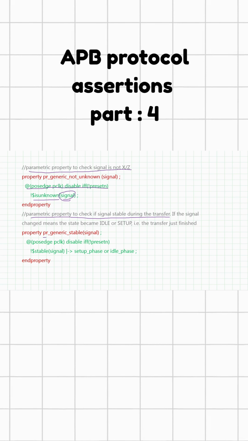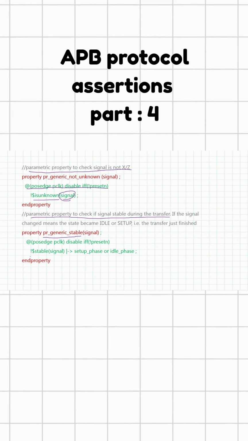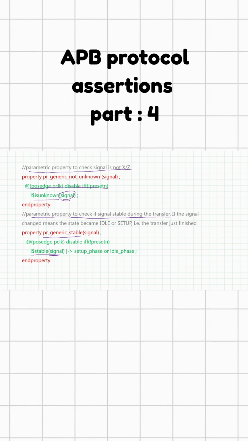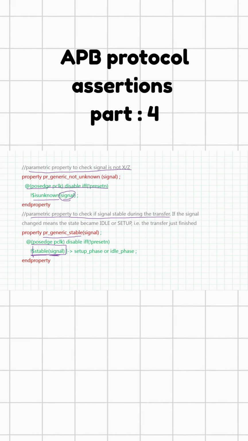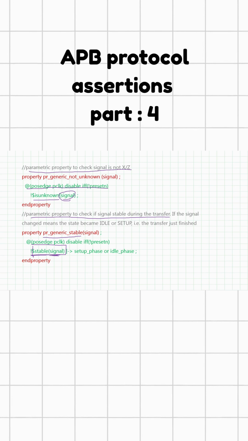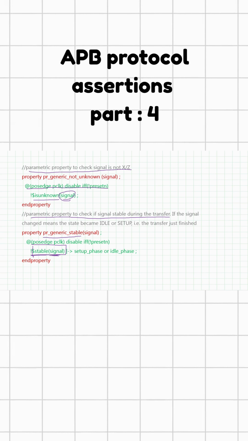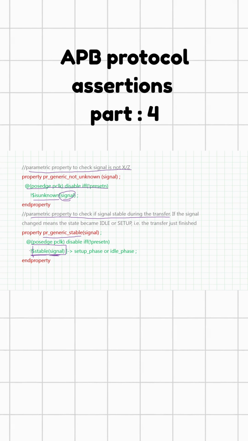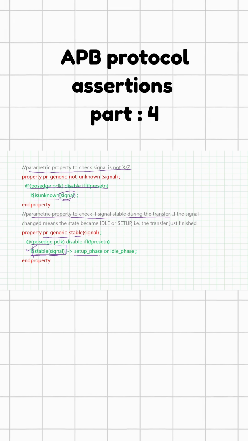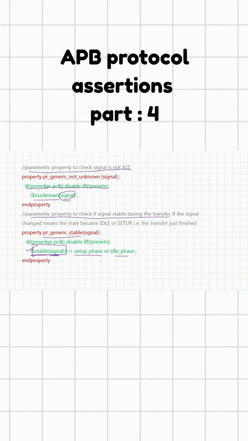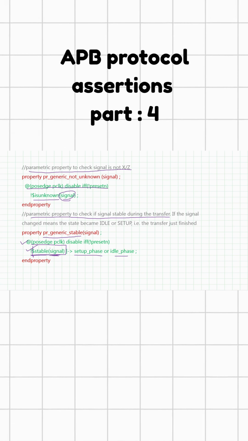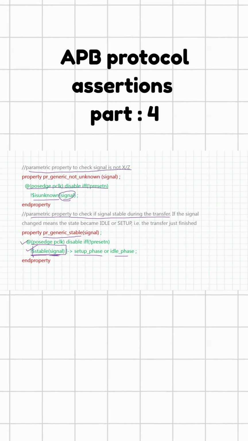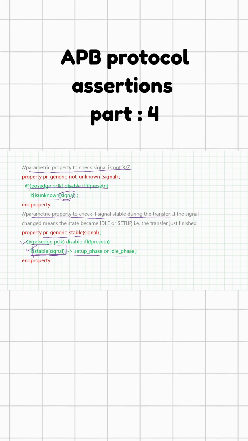Our parametric generic stable property means our signal should be stable. This is also a system task used in assertions, that is $stable(signal). Whichever signal we want, we can check that it is stable, and at the next clock cycle, if the signal is stable, then setup phase or idle phase should be there. So it is a simple assertion. The first line is the same for all the assertions, and the second is our use of $stable.